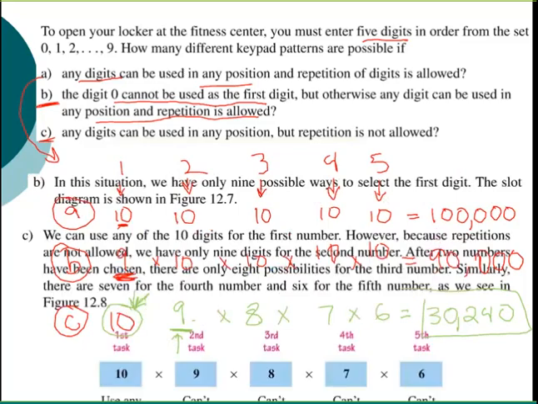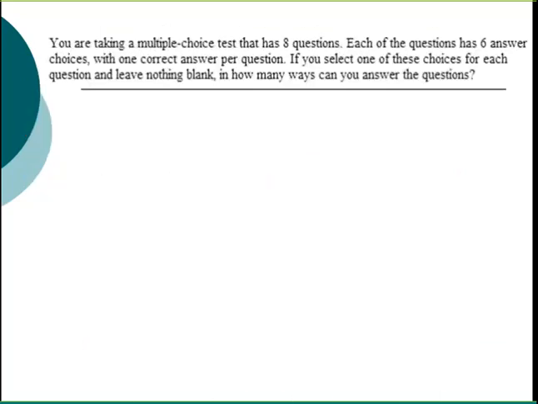So here's the actual thing. All right, here we go. You are taking a multiple choice test with 8 questions. Each question has 6 answer choices. One correct answer per question. If you select one of these choices for each question and leave nothing blank, in how many ways can you answer the questions? All right, so we've got 8 questions, so let's list 1, 2, 3, 4, 5, 6, 7, and 8, and there are 6 choices to each one.